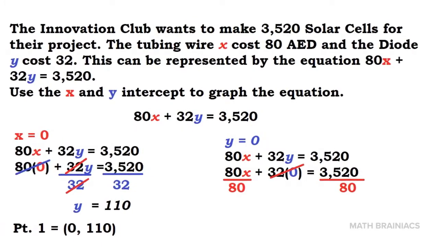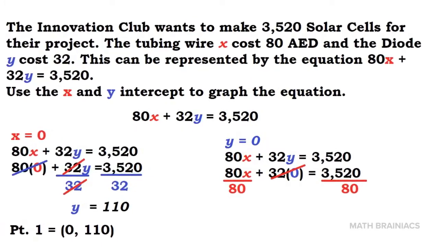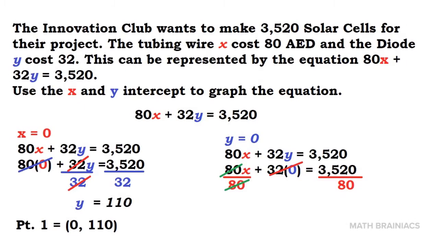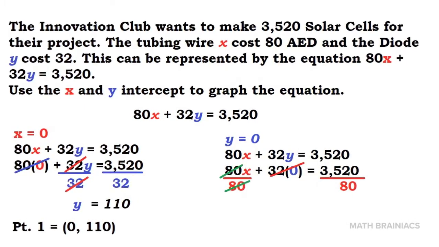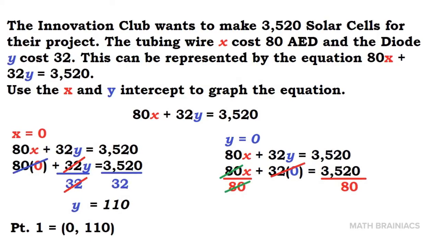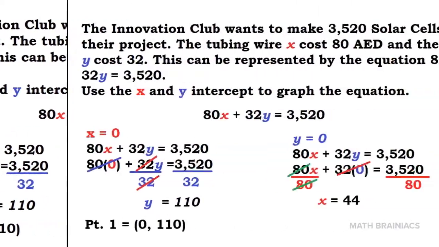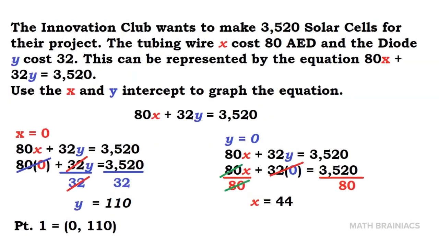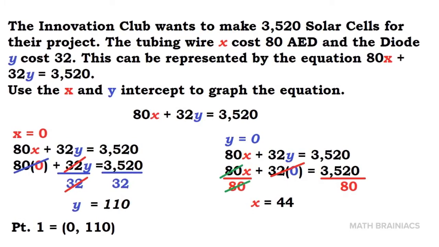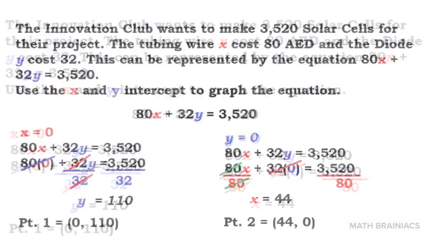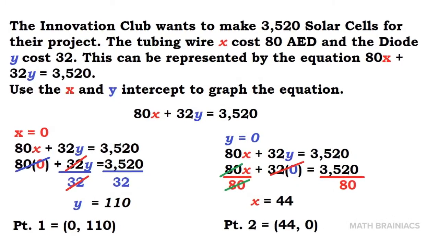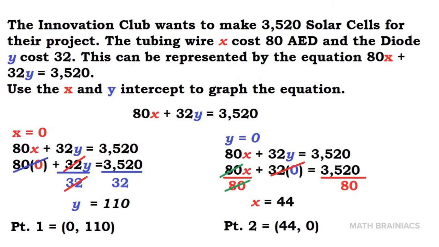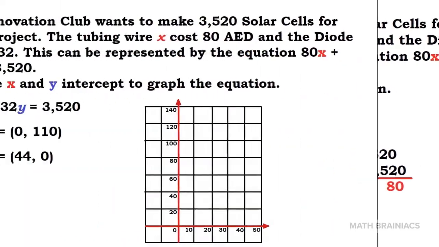To solve for x, we can divide both sides by 80. And we can cancel out the 80 on the left side. Accordingly, we can work on 3,520 divided by 80, which will give us 44. Therefore, x is equal to 44. Subsequently, our point 2 is when y is equal to 0, x is equal to 44.